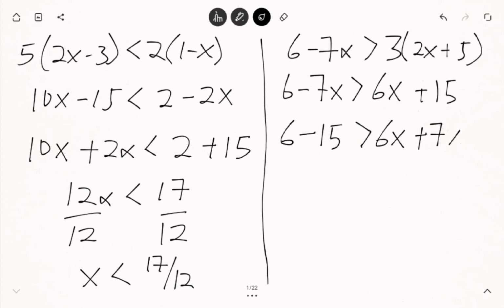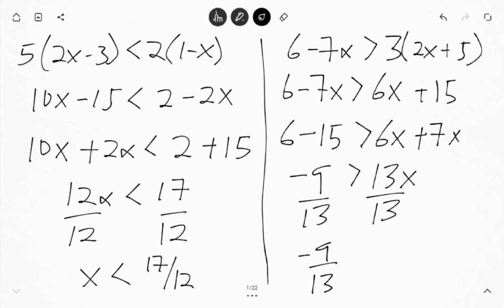Now 6 minus 15 will give me negative 9, greater than 6x plus 7x will give me 13x. So I now divide both sides by 13. Now note, because I'm not dividing by negative 13, the sign will not change. So my answer will be negative 9 over 13 is that of x.